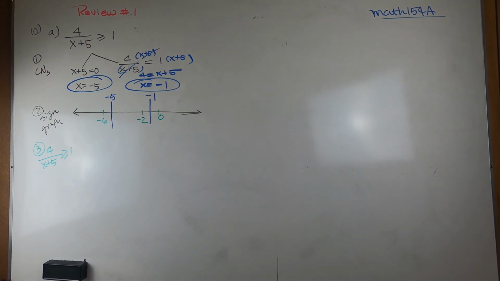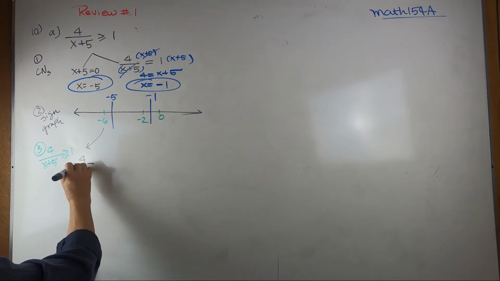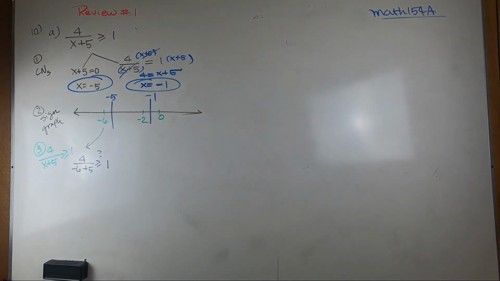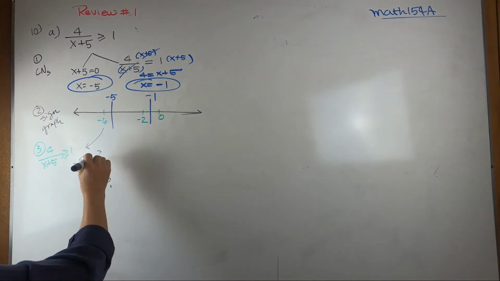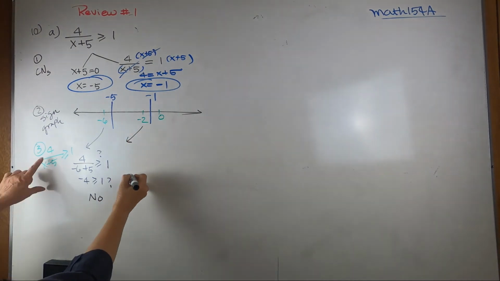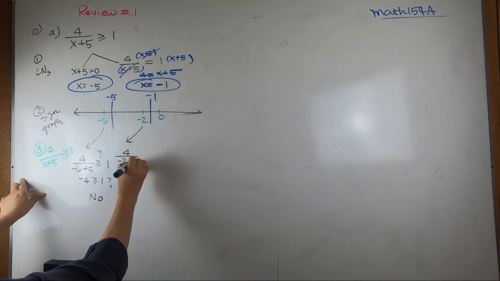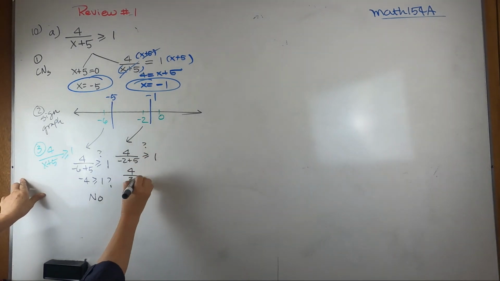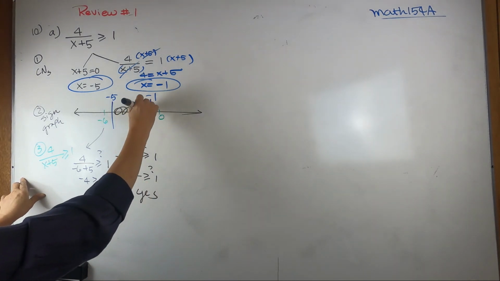Okay, so when you do this one, -6, when you plug in, will be 4 over -6 plus 5 bigger than 1. We are checking. -1, that would be -4. Is -4 bigger than 1? No. So not here. How about this one? Check. You plug in 4 over -2 plus 5 bigger than 1. Okay, so 4 over 3 bigger than 1? Bigger than 1, yes. So this portion working.